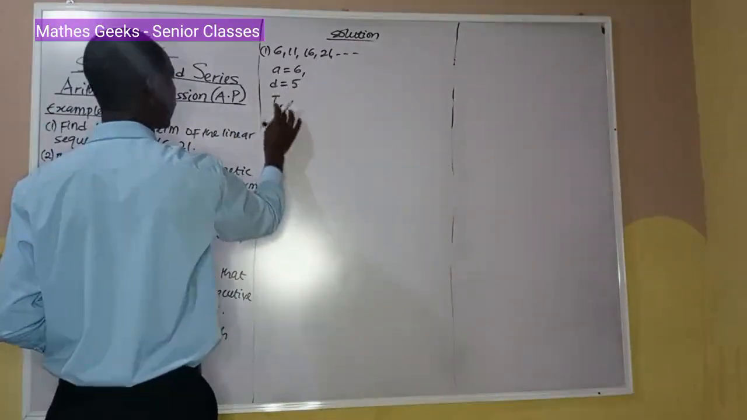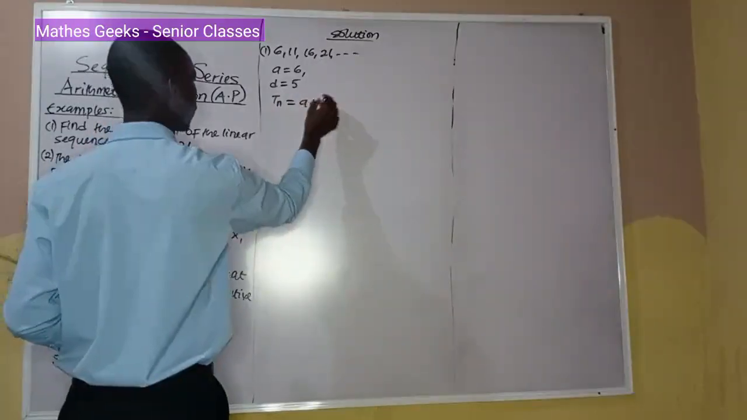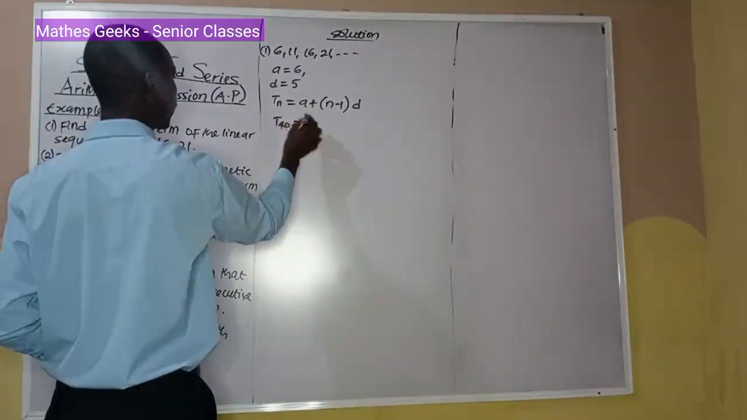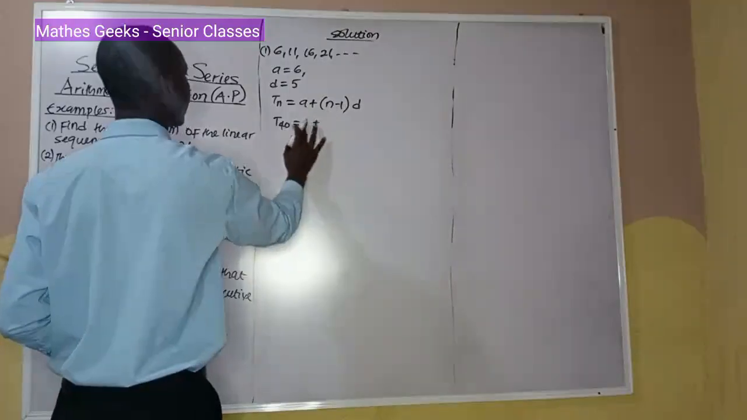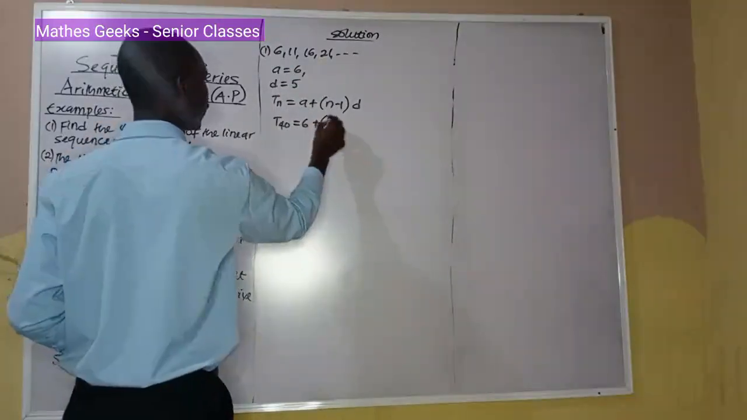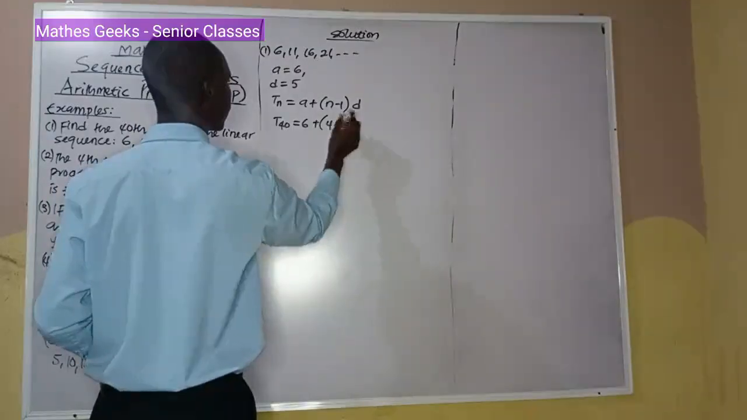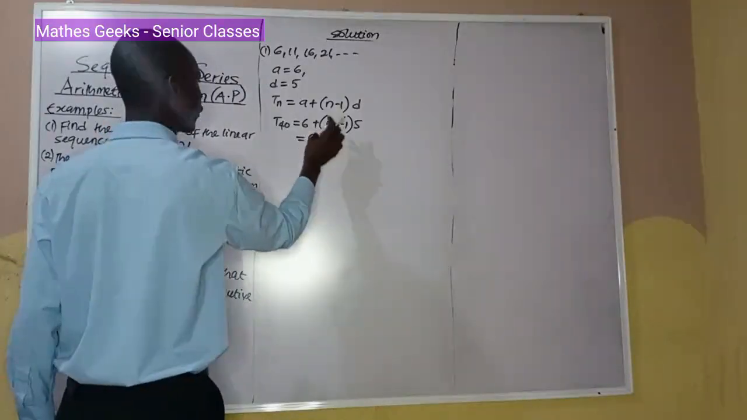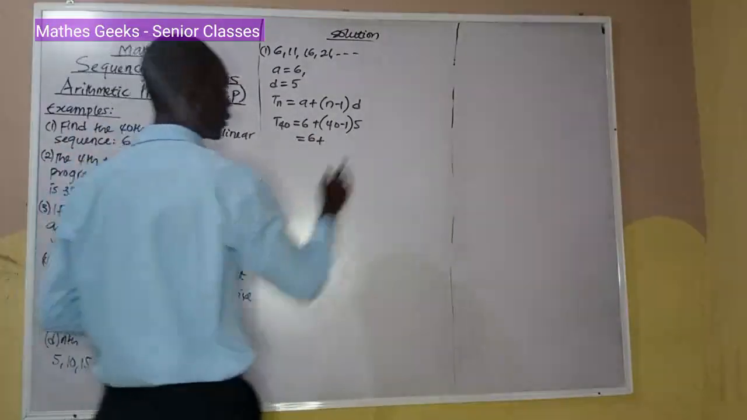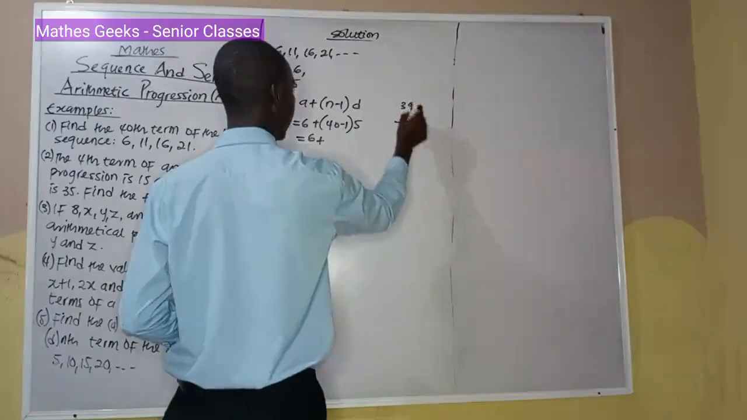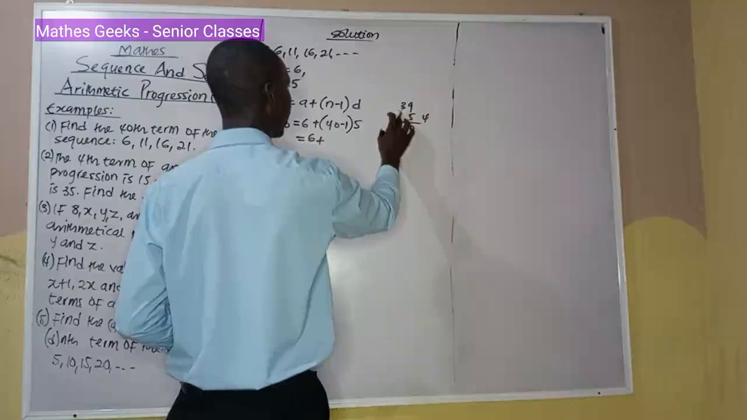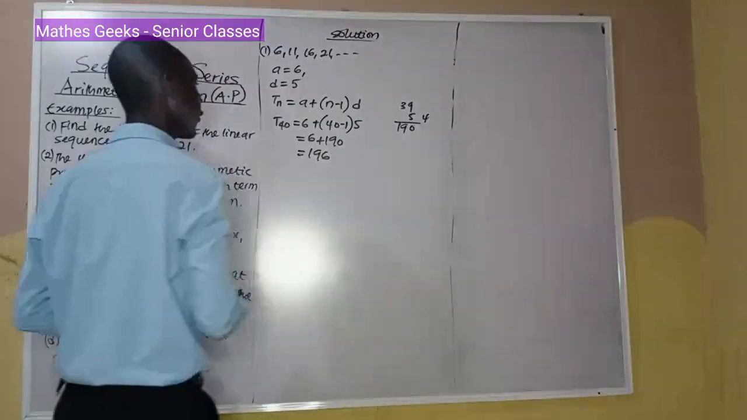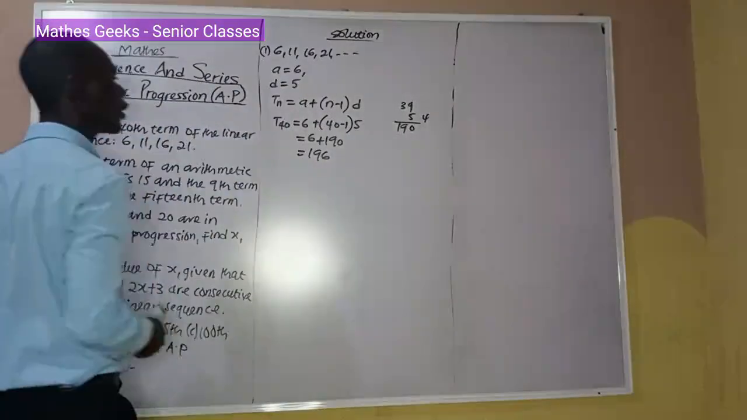So Tn, the nth term, is equal to A plus n minus 1 D. So where n is 40, T40, we're going to have A, our first term, which is 6, plus 40 minus 1, times the common difference, which is 5. So that will give us 6 plus 39 times 5. 9 times 5 is 45, 5 times 3 is 15, 15 plus 4 is 19. That's 195, plus 6 is equal to 201. So the 40th term of this sequence is 196.